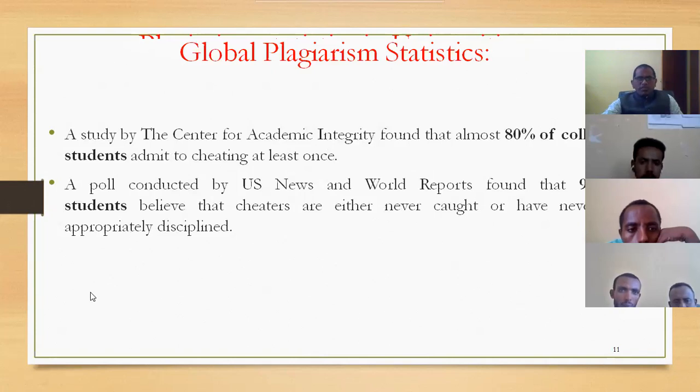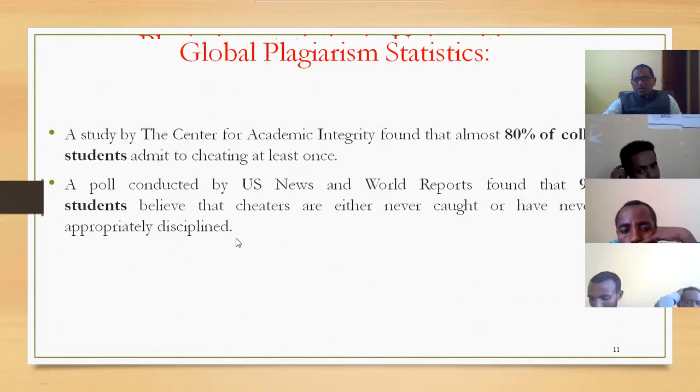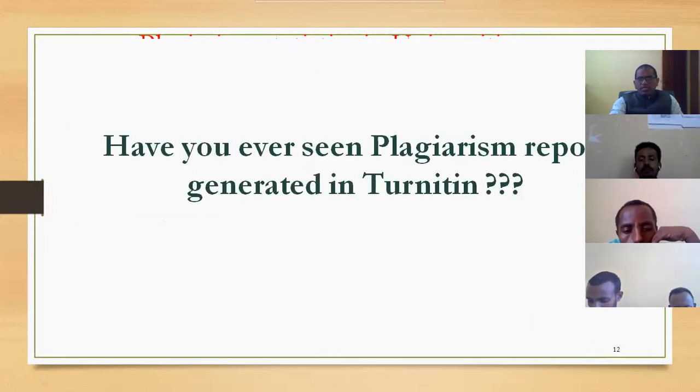And global plagiarism statistics: a study by the Center for Academic Integrity found that almost 80% of college students admit to cheating at least once. And a world report found that 90% of students believe cheaters are either never caught or never appropriately disciplined. They are not caught because teachers are not bothering about it. They are not checking where you copied from. So they are never caught, and that's why they repeatedly do this plagiarism. If we take proper actions, they may change. These are the statistics I want to show you in this regard.